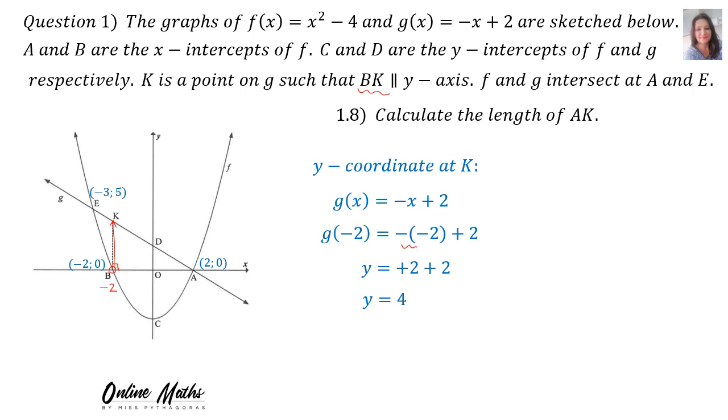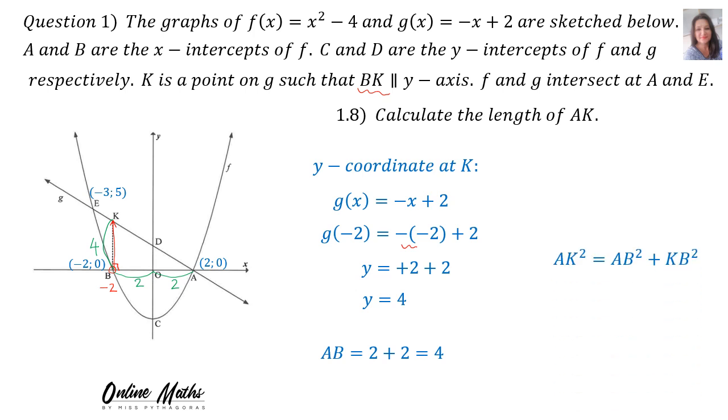So that means this distance will be 4. And then BA's length, do you agree? If at B the coordinate is -2, it means the distance is +2. And we know OA's length is 2. So the length of AB is 2 plus 2, which is 4. So now we have enough information to find the length of AK using the theorem of Pythagoras.